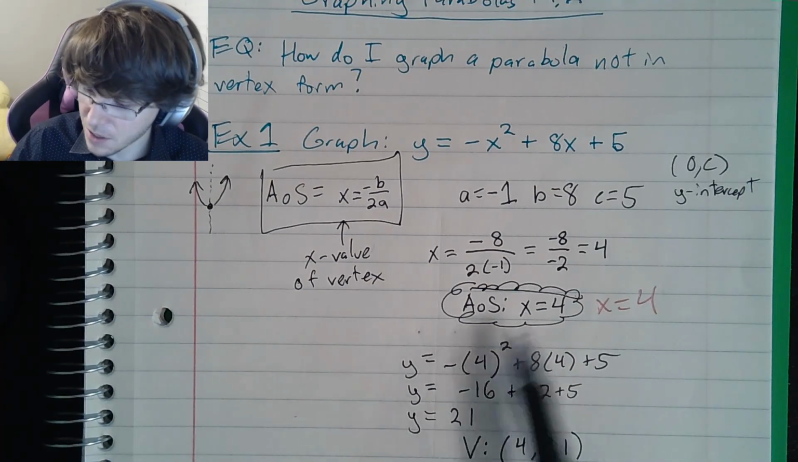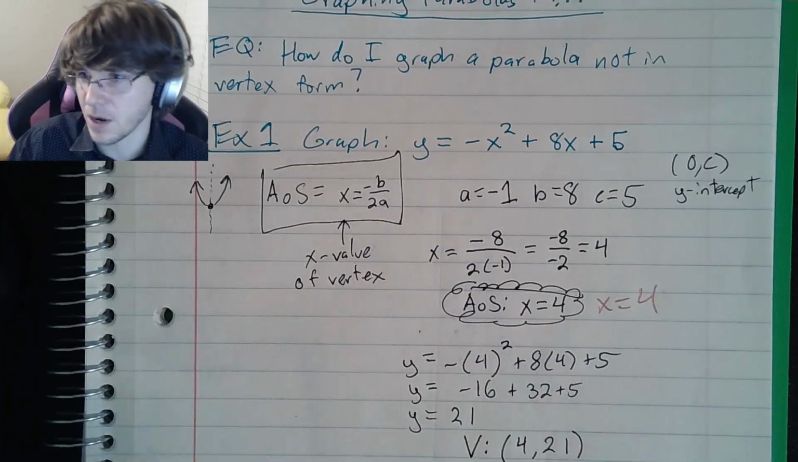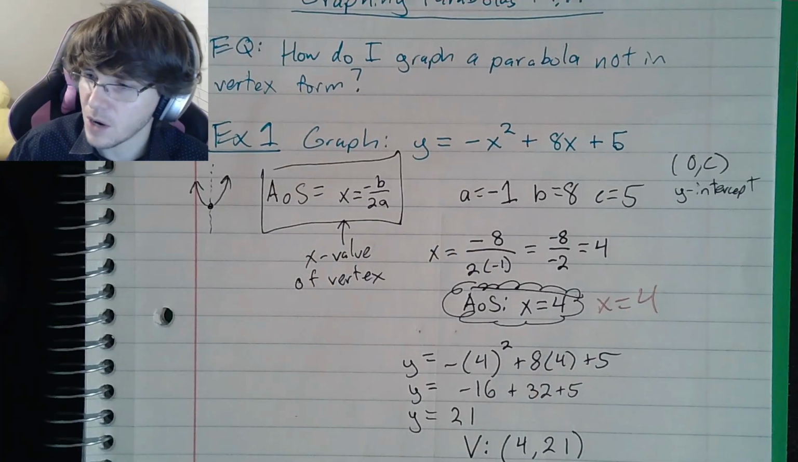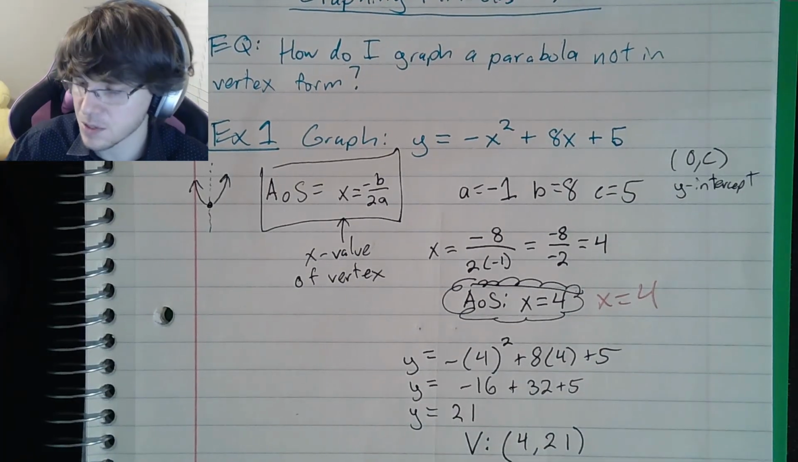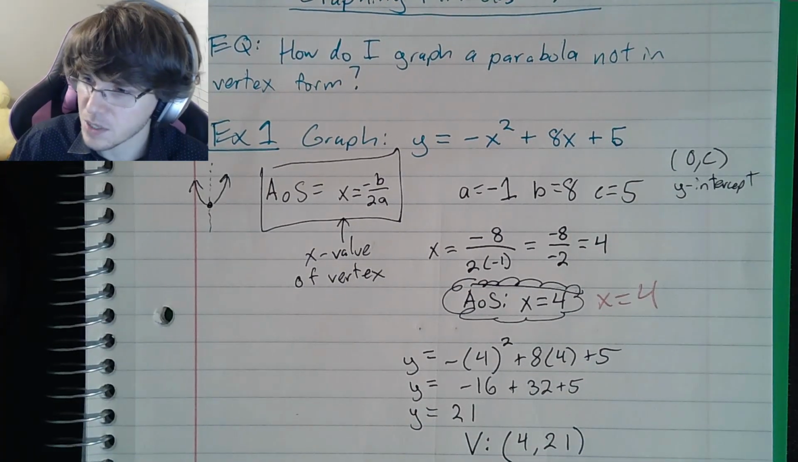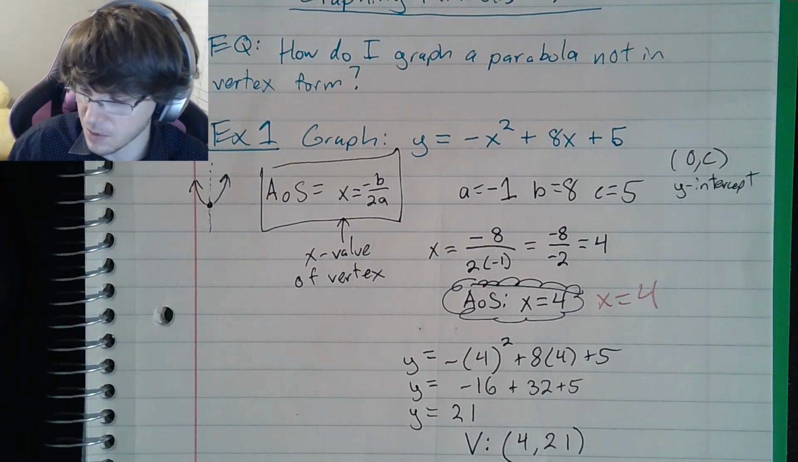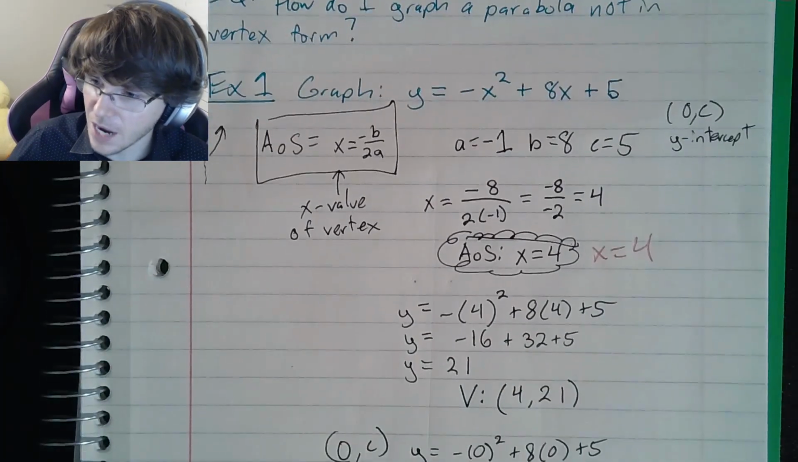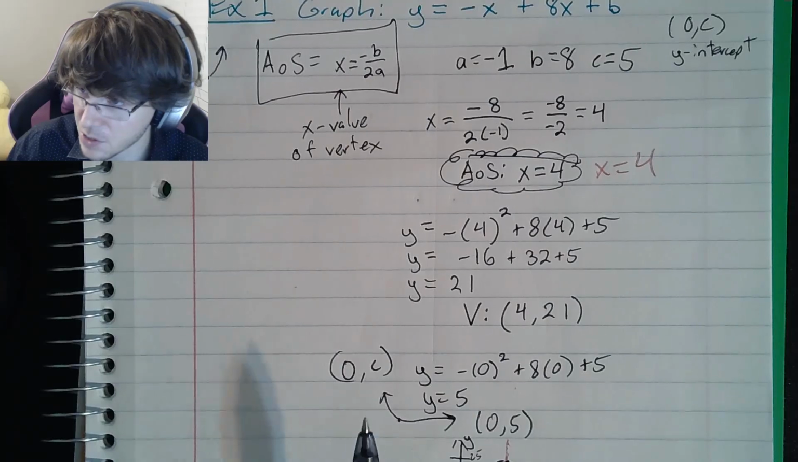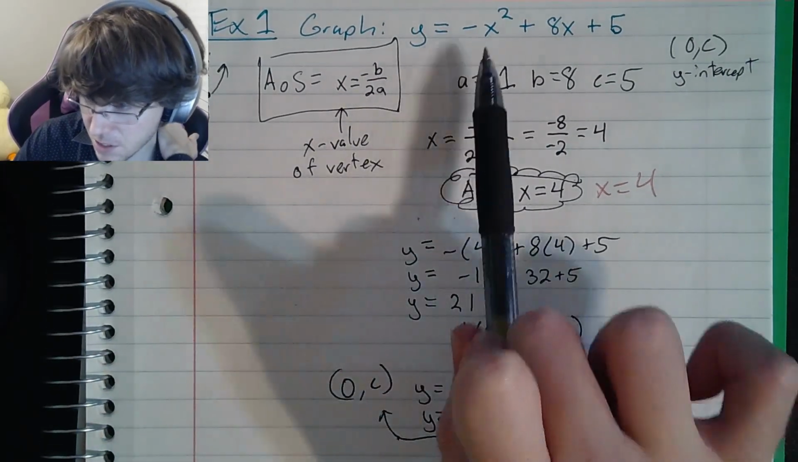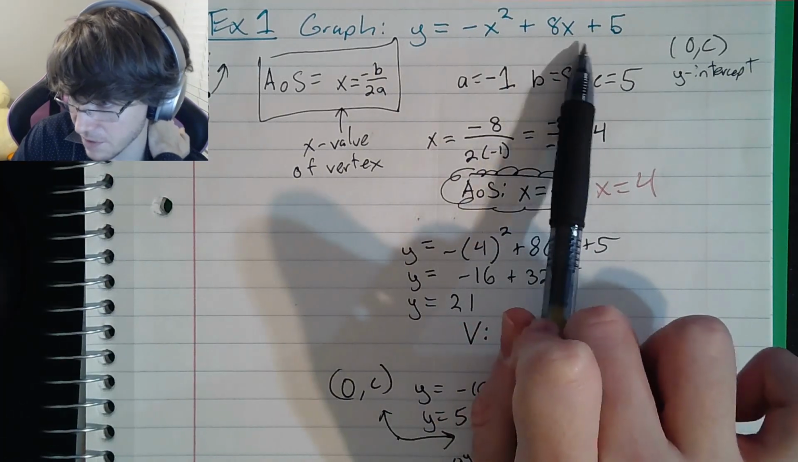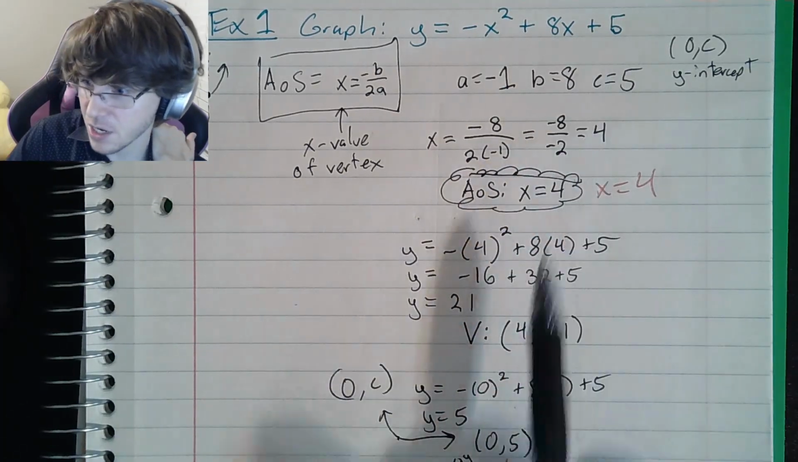Next, I took that 4 and I plugged it in to find the y value. I plugged in 4, did a little bit of algebra, and we got y equals 21, which means I have a vertex of (4, 21). Afterwards, I found another coordinate, the super easy coordinate. Every single time if I plug in 0, the first two terms are going to be 0, and then I have this 5 over here on the side. So I got (0, 5).